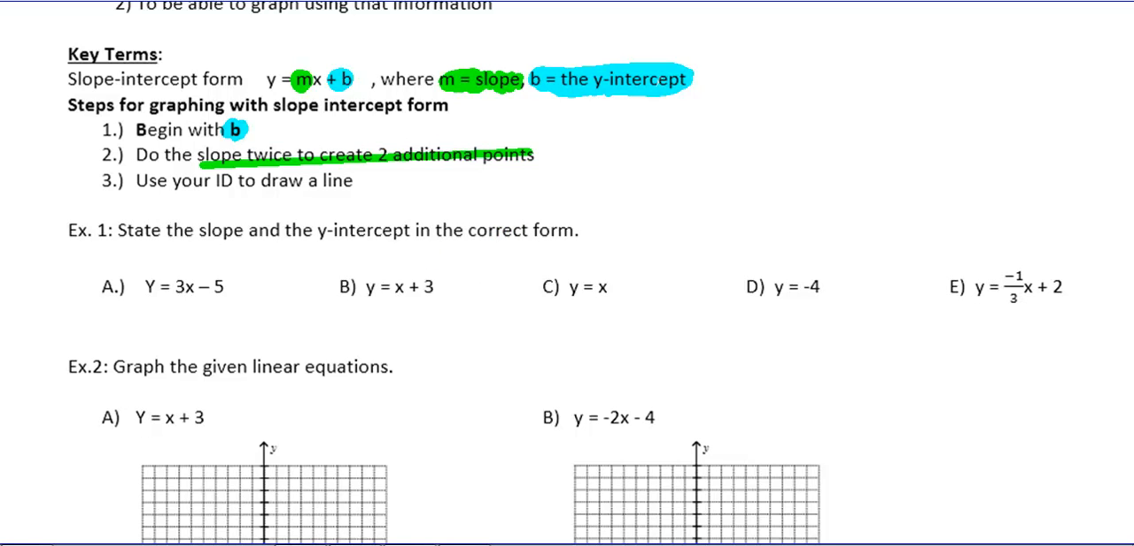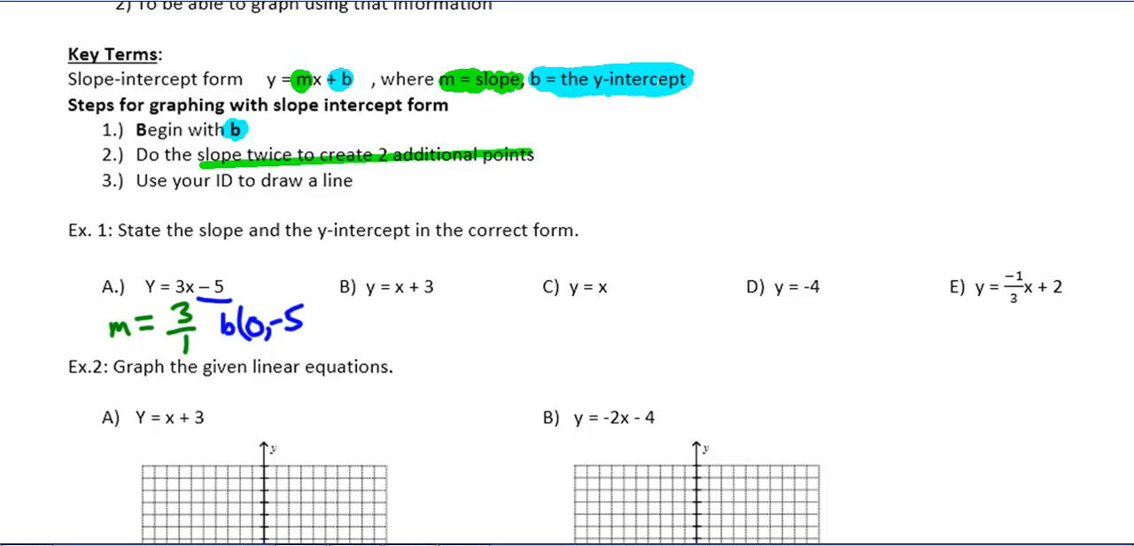Example 1. Before we get to graphing, let's make sure we can find our pieces and write them the correct way. We're asked to state the slope and the y-intercept. Remember, when we talk about slope, we're talking about a fraction. So when I look at this problem, I want to make sure that I write my slope, the number in front of x, in this case 3, as a fraction: 3 over 1. And my y-intercept is a point that has an x value of 0, and the y value is whatever this number is, including its sign, so (0, -5).